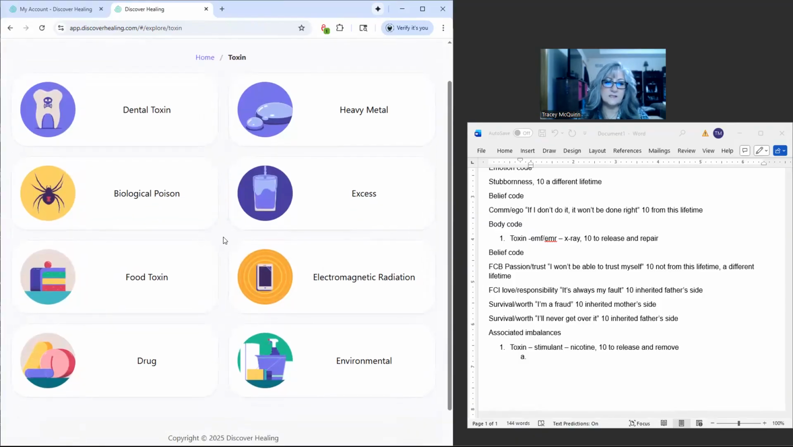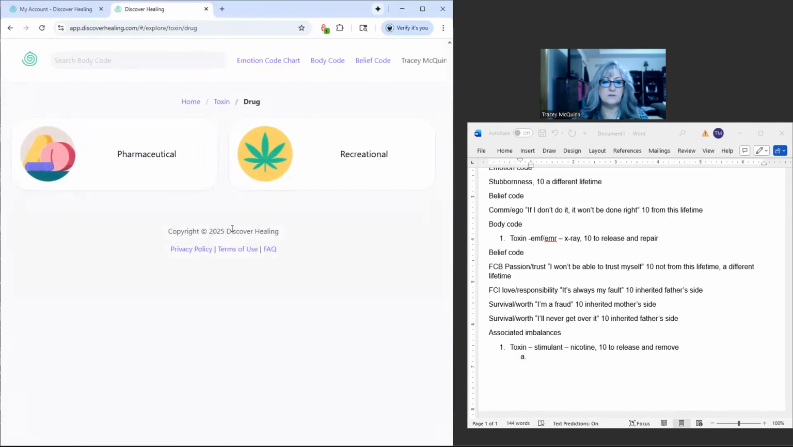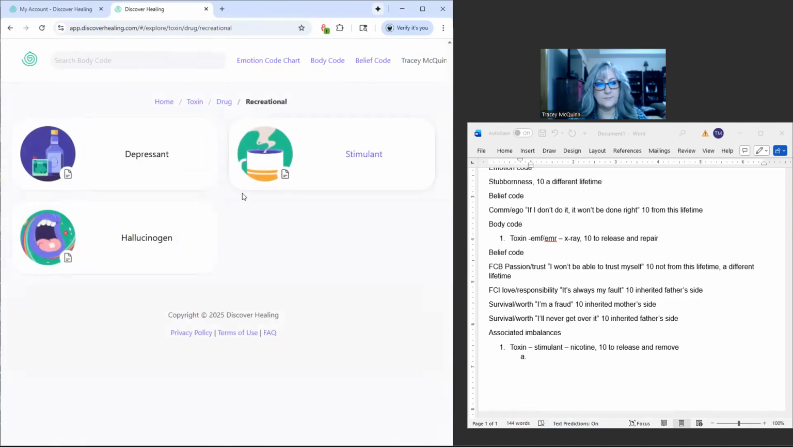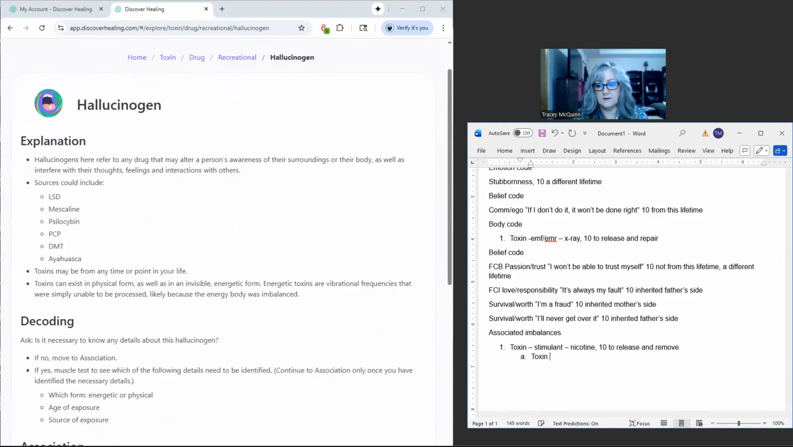Is it left side? Is it dental? Is it biological, food toxin, drug? It's drug again. Is it pharmaceutical? Is it recreational? Is it on the left side? Is it depressant? Is it hallucinogen? Now, before you get the idea that this person is some kind of crazy drug user, that's not always the case. These things, if they're energetic, can be absorbed from people. There's a number of ways this could come about. You can inherit different energies.